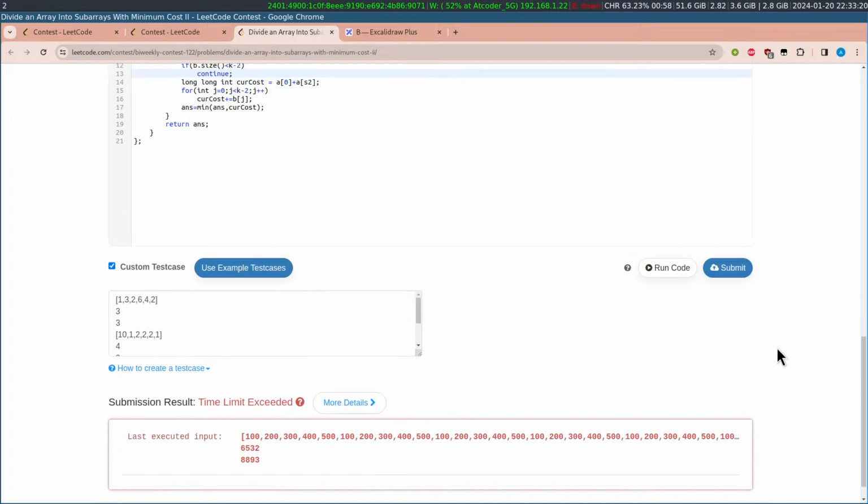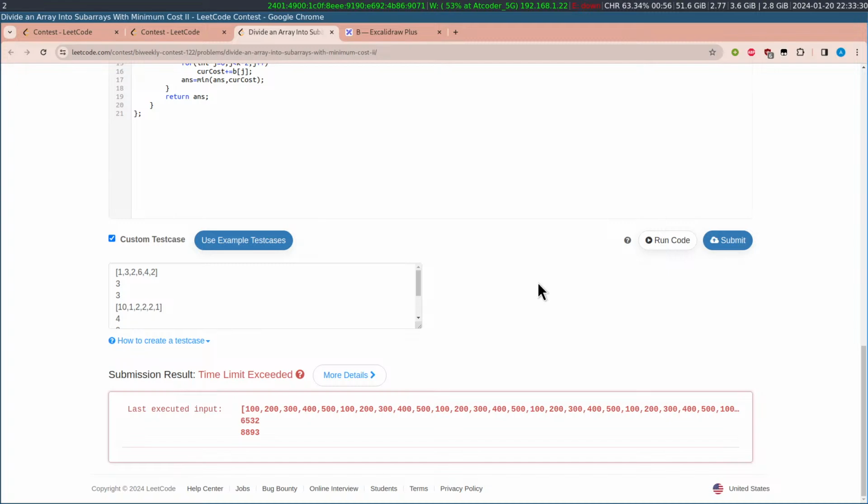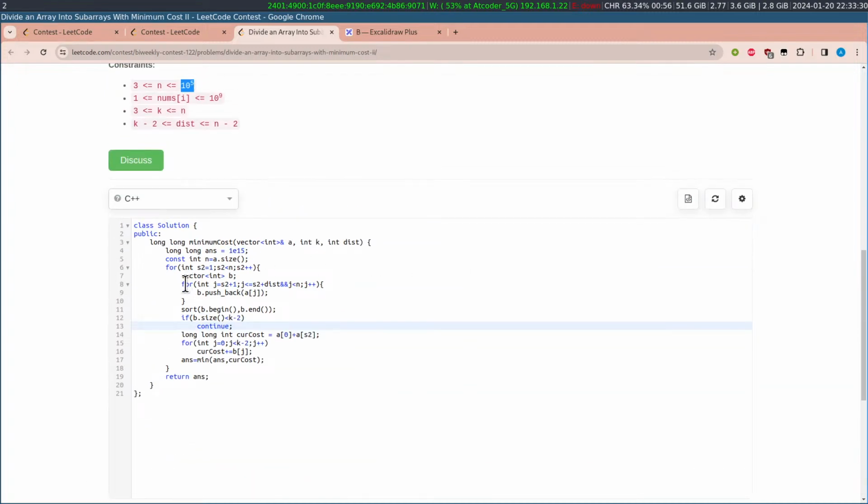This algorithm is correct, but the constraints are up to 1e5. Had this n been less than 1e3, this would have worked. So now we have to optimize this part over here. If you observe B, we delete only one element from B and add one element to B. So we can maintain it with a sliding window idea. And what we will need is the sum of the smallest k minus 2 elements every time.